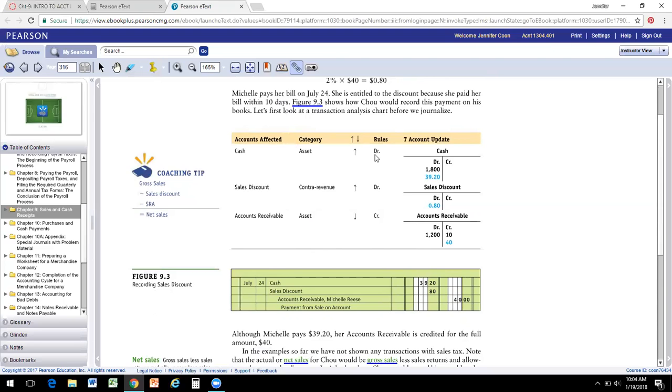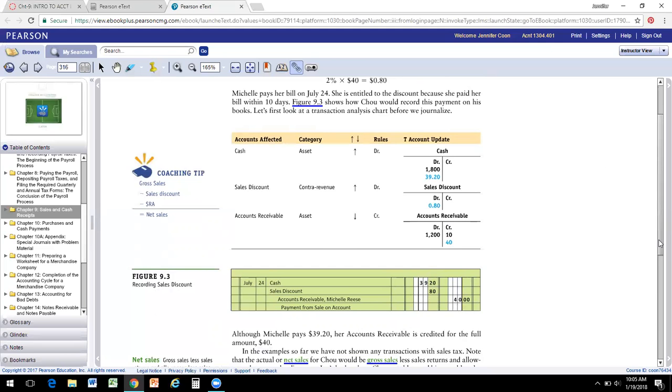Now the cash is going to be different from the amount that's on accounts receivable. She still owes us apparently $40 here is what they're saying, but she's only paying us $39.20. So the difference between those two represents the discount. So remember, your sum of your debits have to equal the sum of your credits in your journal entry.